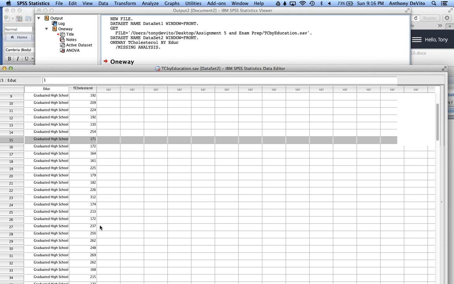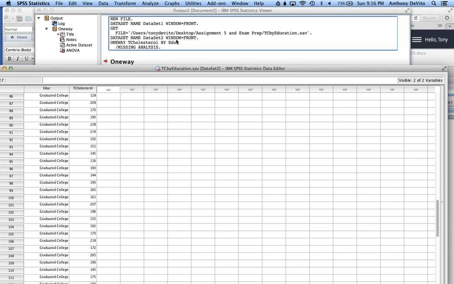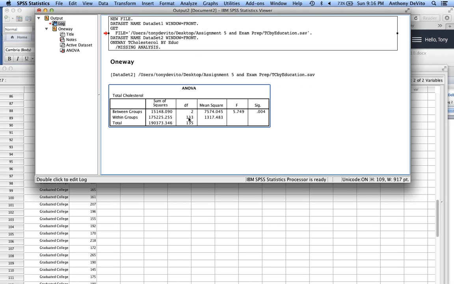Let's check that, just to make sure I got that right. Yeah, indeed, there is 136 people, right? So it's 136 minus 3, 1 for each group. That's the number of people minus the number of groups. That's where they came from. And the sum of squares between the groups divided by 2 gives us about 7,500. The sum of squares within the groups divided by 133 is about 1,300, and 7,500 divided by 1,300 gives us the 5.79.